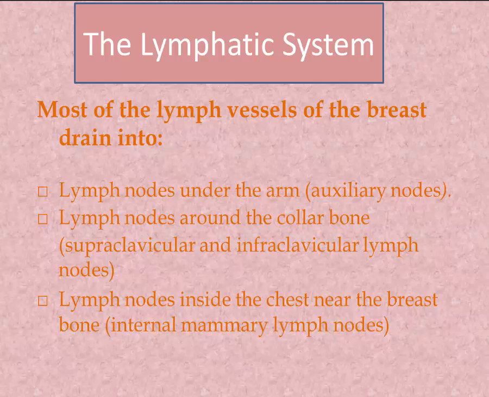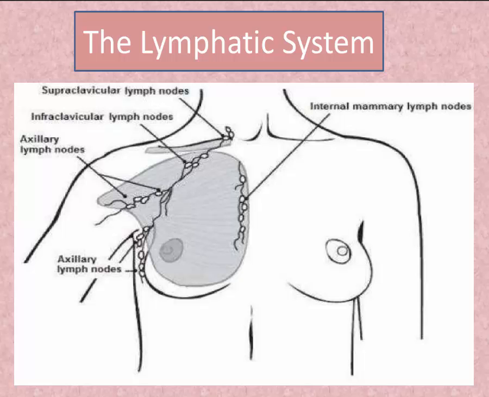Most of the lymph vessels of the breast drain into lymph nodes under the arm, the axillary nodes; lymph nodes around the collarbone, the supraclavicular and infraclavicular lymph nodes; and inside the chest near the breastbone, the internal mammary lymph nodes. This is the lymphatic system, in which you can clearly see the supraclavicular, infraclavicular, axillary, and internal mammary lymph nodes.